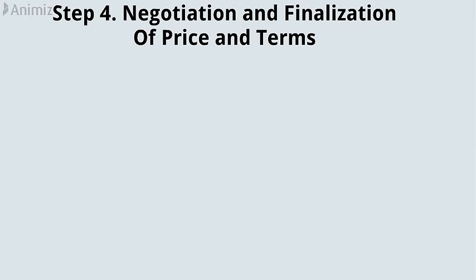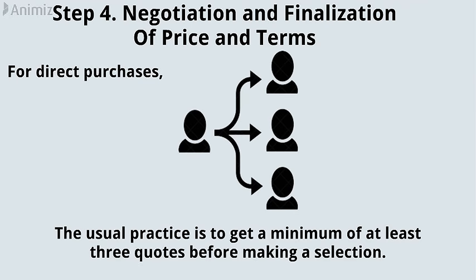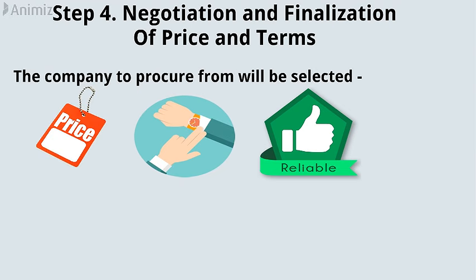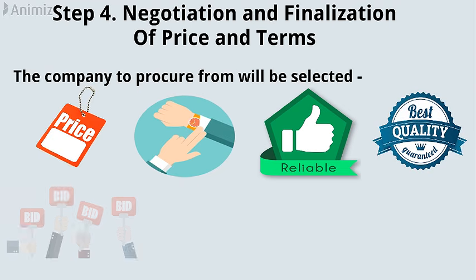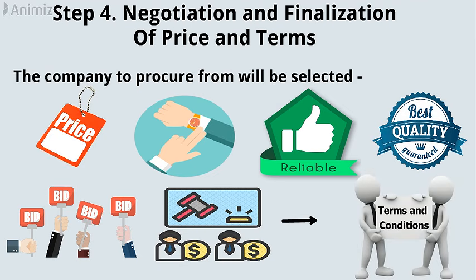Step 4. Negotiation and finalization of price and terms. For direct purchases, requests for quotes will be sent to the shortlisted vendors. The usual practice is to get a minimum of at least 3 quotes before making a selection. The company to procure from will be selected not only on price but also based on their promptness, reliability, and quality. If there is a bidding or tendering process for the procurement, the selection of the qualifying bids will be as per the terms and conditions set.